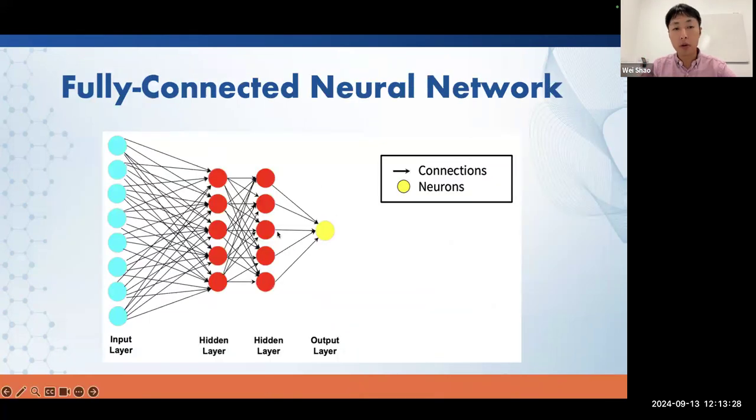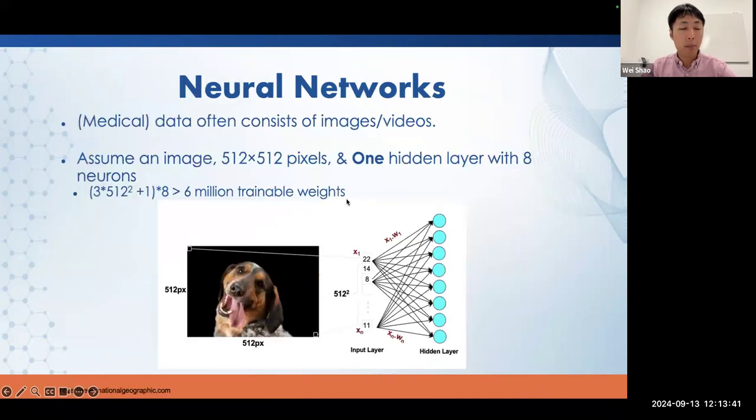One of the widely used is the fully connected layer, where the output from each previous layer is connected as the input to all the follow-up neurons. So the fully connected layer is widely used for image classification tasks. But this idea just doesn't work for images, because images often have, say, for a 2D image, 512 by 512 pixels. For a 3D image, you have 512 by 512 by 512 pixels. So you have millions of pixels.